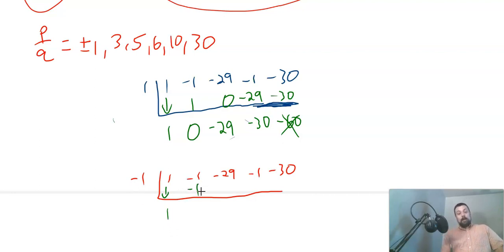1 times negative 1 is negative 1. Add those together, you get negative 2. Negative 2 times negative 1 is positive 2. Add those together, you get negative 27. Negative 27 times 1 is positive 27.